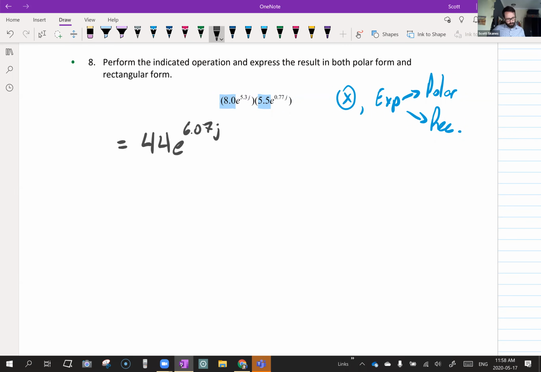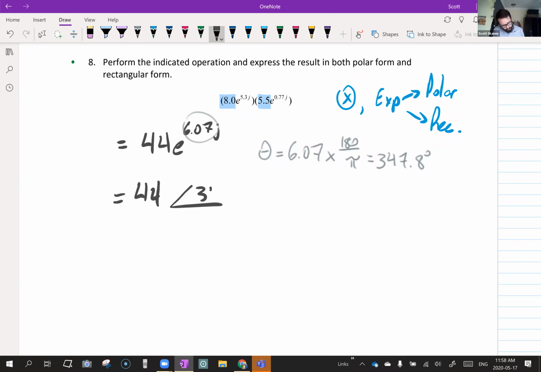So times 180 divided by pi gives 347.8 degrees. And this is my polar form, 44 angle 347.8. Because I changed my degrees, and that's the only difference between polar form and exponential form. So this is polar form now.